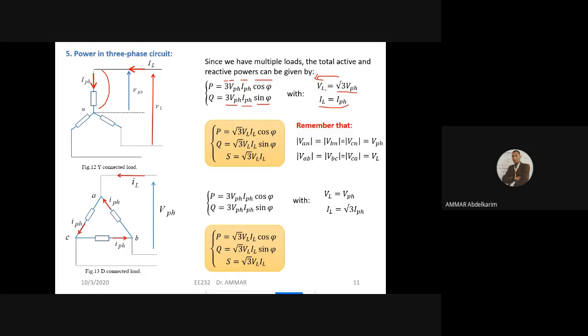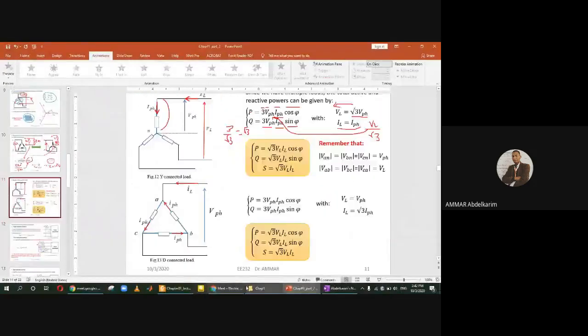So V phase equals V line over square root of 3. When we replace this here, we get V line multiplied by square root of 3, because 3 over square root of 3 equals square root of 3. So the expression in terms of line voltage and line current is written as square root of 3 V line I line cosine phi or delta. This is for the Y connection.